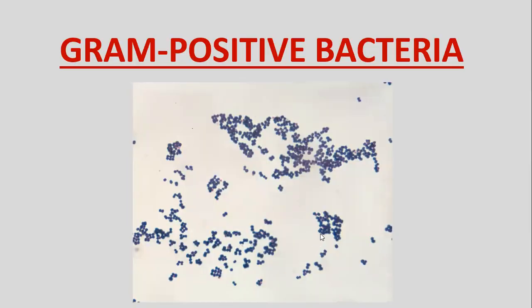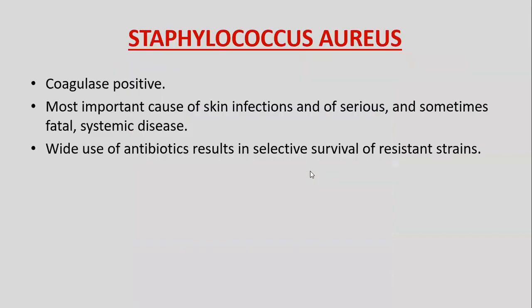Gram-positive bacteria. Staphylococcus aureus. Staphylococcus aureus is gram-positive and coagulase positive. This is the most important cause of skin infection and of serious and sometimes fatal systemic disease. Wide use of antibiotics results in selective survival of resistant strains.